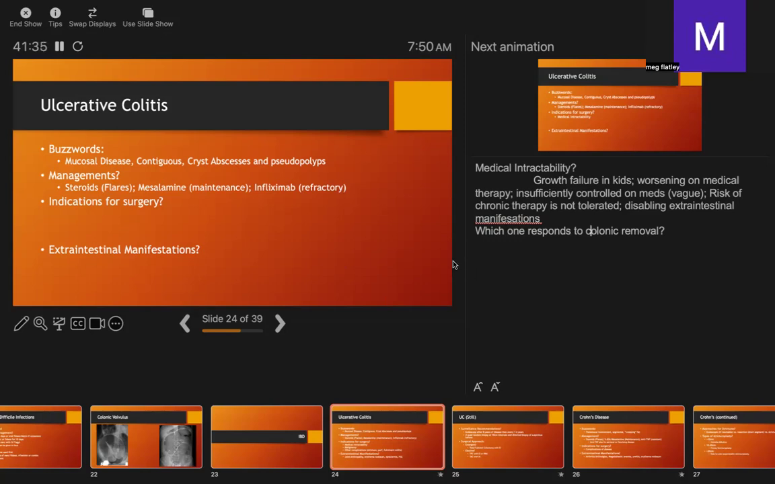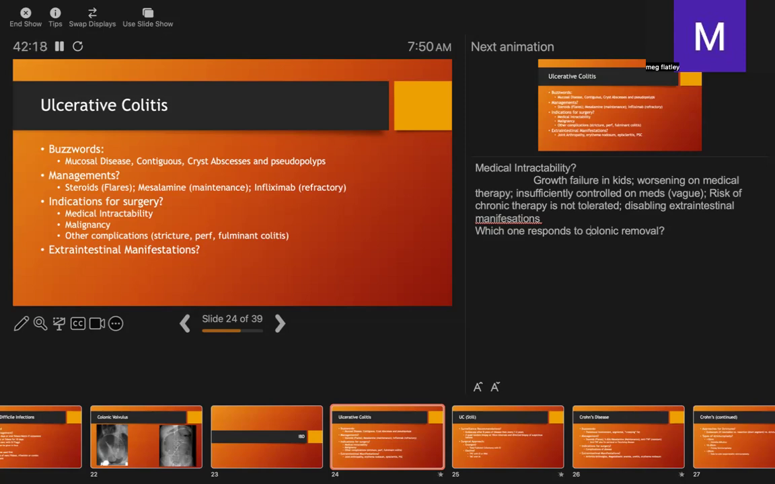Indications for surgery. Okay, fulminant is one, yeah. What else? Yeah, failure, sure, what else? There's a big one, that's fulminant. Malignancy, they have cancer, okay, and then other complications, right? Stricture, perforation, fulminant. For medical intractability, what that's going to mean is for kids, they're going to have growth failure. So if they're a child with ulcerative colitis, they're not going to be growing, they're going to be falling off the growth chart. That's a big one.